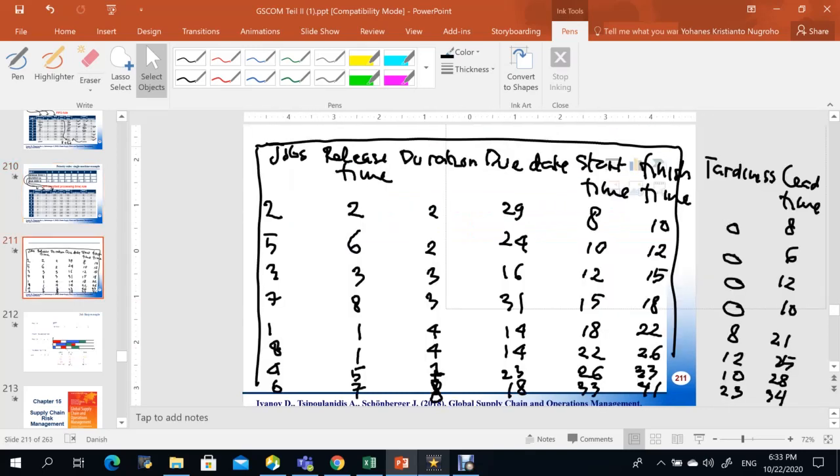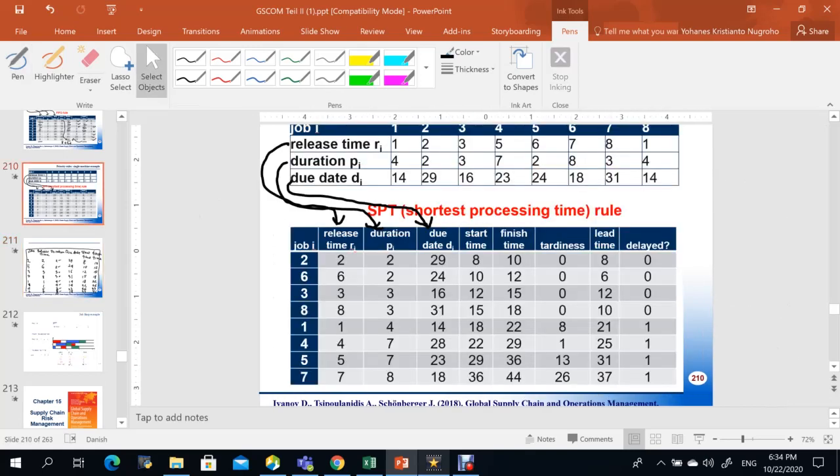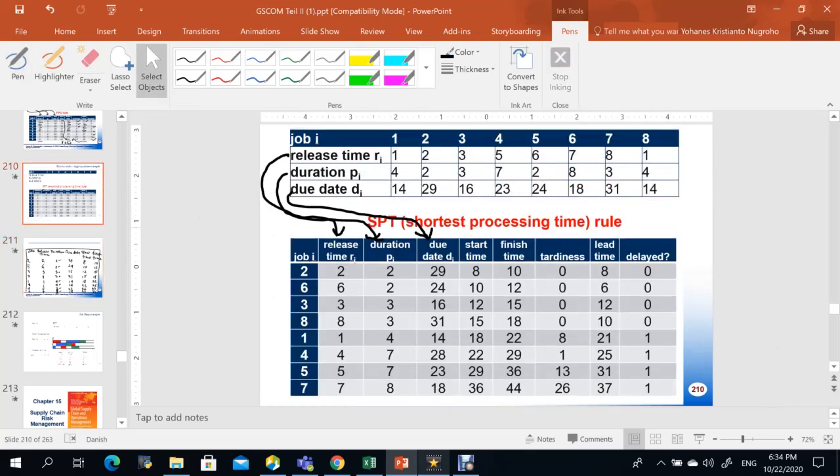And then using SPT or shortest processing time rule, I rewrote the previous table, and based on shortest processing time, the shortest job processing time is for job number 2 and job number 5. Number 2 we have 2, number 5 we have 2, number 3 we have 3, number 7 we have 3, job number 1 we have 4, job number 8 we have 4, job number 4 we have 7, and job number 6 we have 8. It is matched with the upper table.